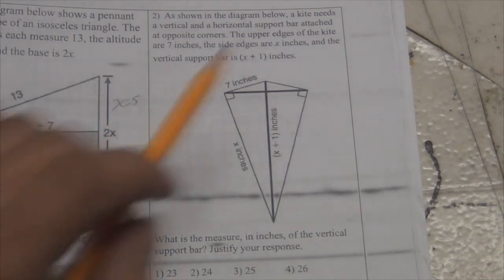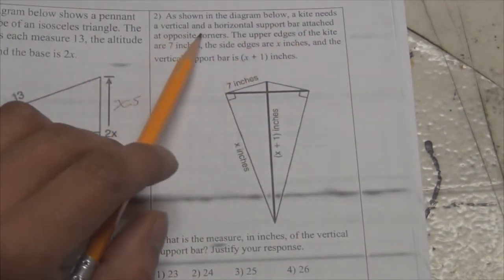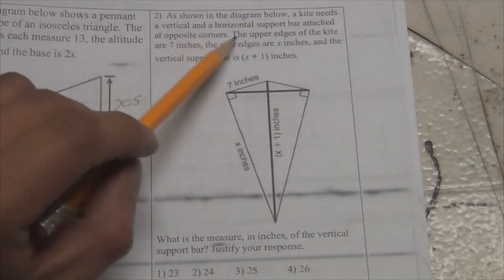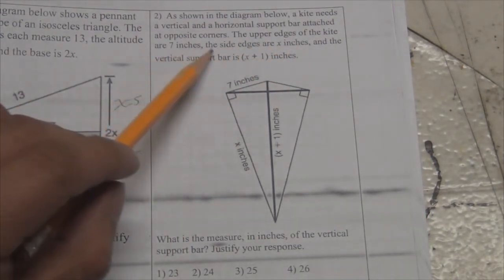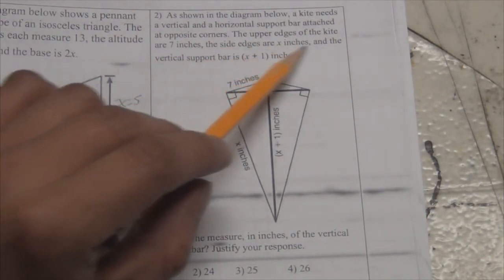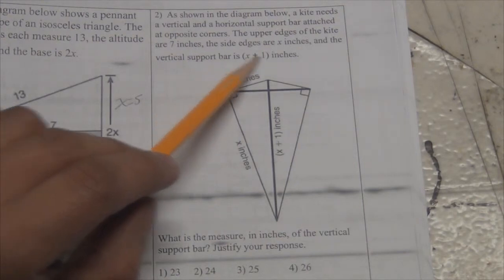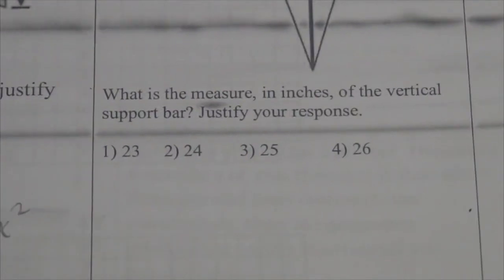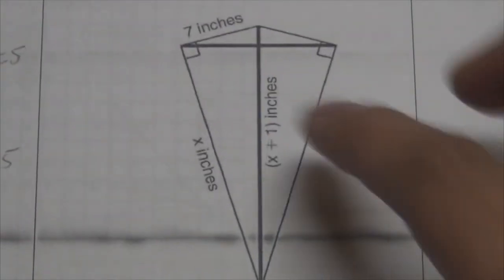Now this problem right here. Okay, so it says a kite needs a vertical and a horizontal support bar. This is the vertical bar, this is the horizontal bar, attached to opposite corners. The upper edges of the kite are 7 inches, the side edges are x inches, and the vertical support bar is x plus 1 inches. They want what is the measure in inches of the vertical support bar. They want to know what this is.